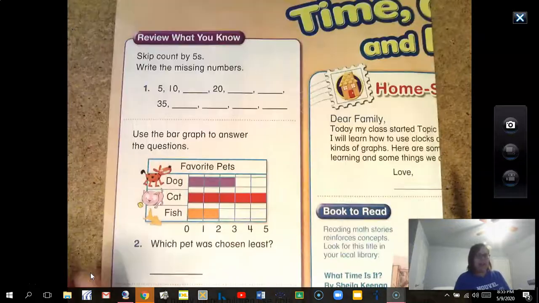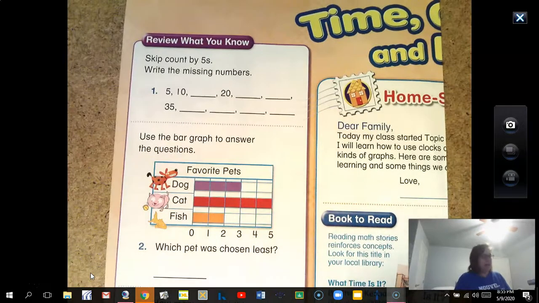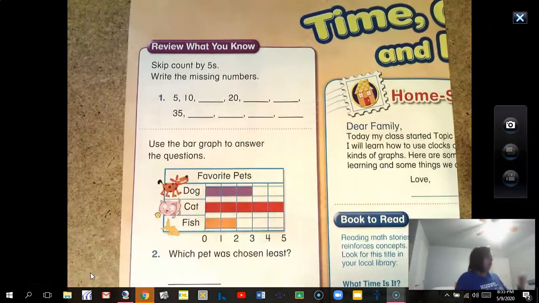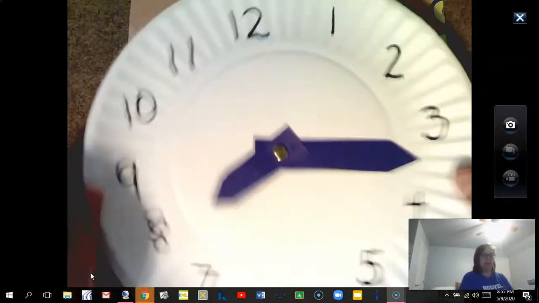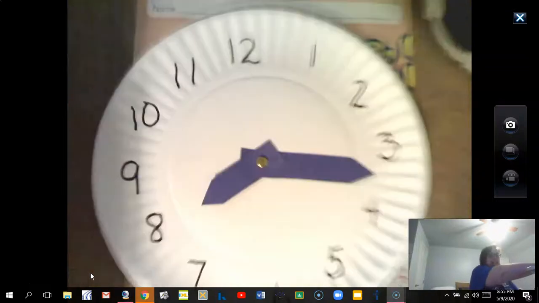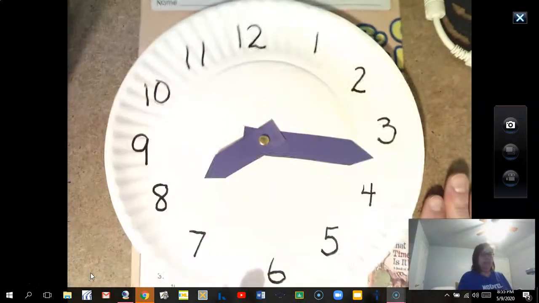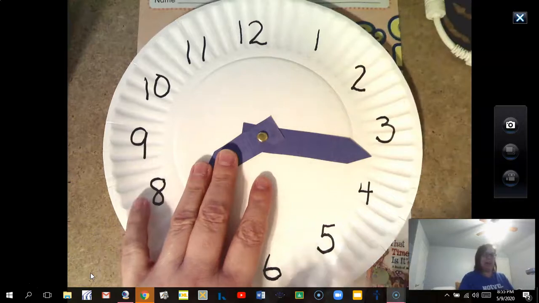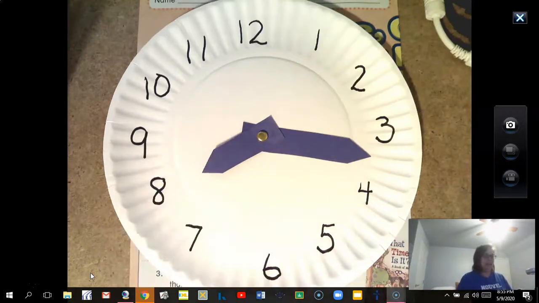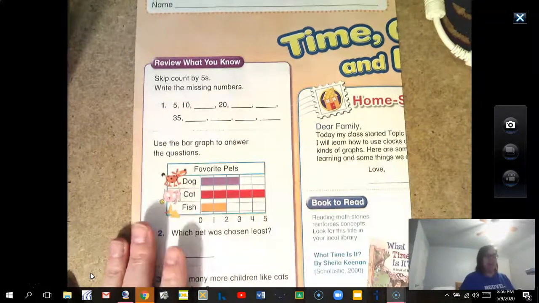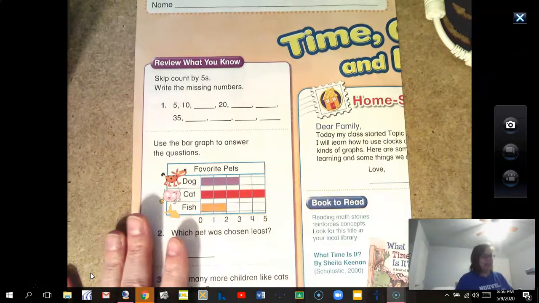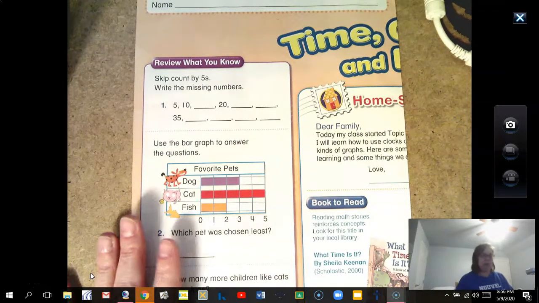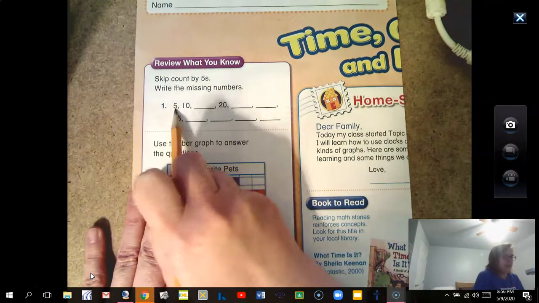on the other side, we're going to do a little skip counting, skip count by 5s. When we use clocks, let me put this clock out here. When we use clocks and determine time, the minute hand, we're counting by 5s. So that's why practicing counting by 5s is a good thing to do right now to refresh your memory. All right, let's go through this.